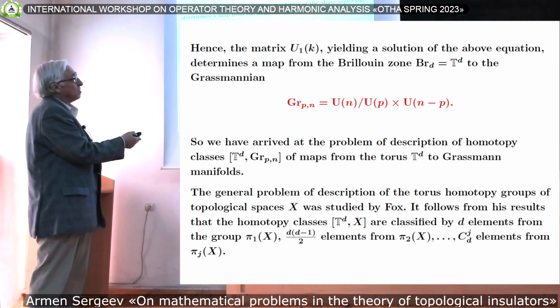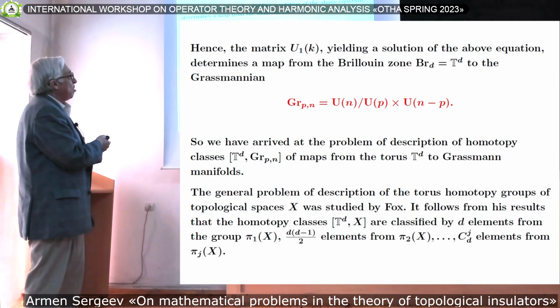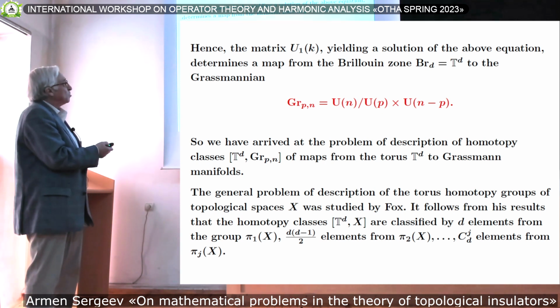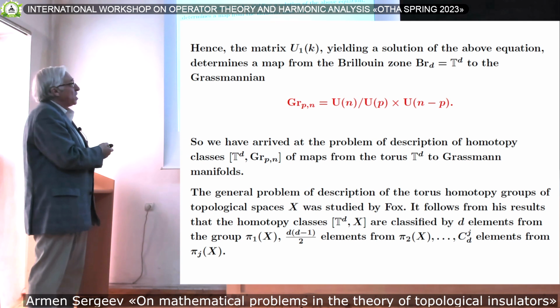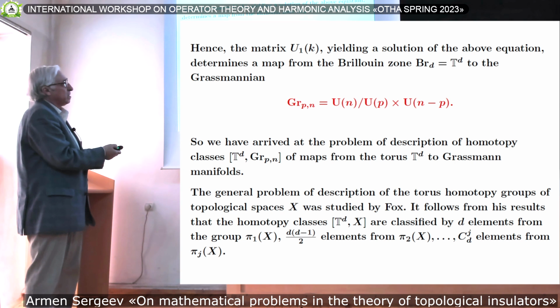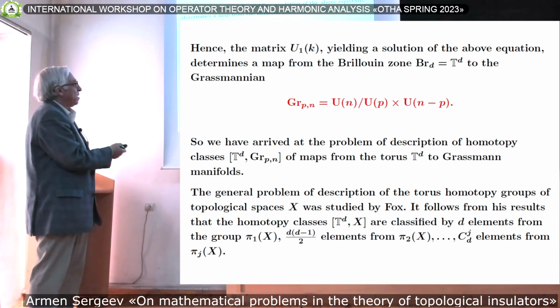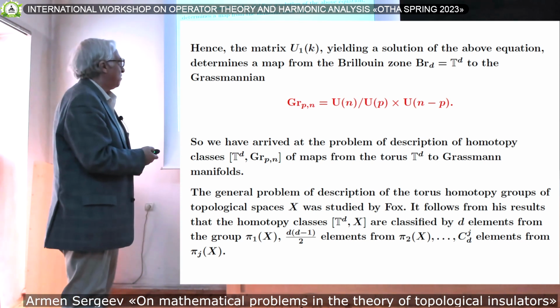which is the d-dimensional torus, to the Grassmannian, which is the unitary group modulo these block diagonal matrices. So we have arrived at the problem of description of homotopy classes of maps from the d-dimensional torus to the Grassmannian. The general problem of description of such spaces, which were called torus homotopy groups, of topological spaces X, was studied by Fox. That was one of the founders of knot theory.